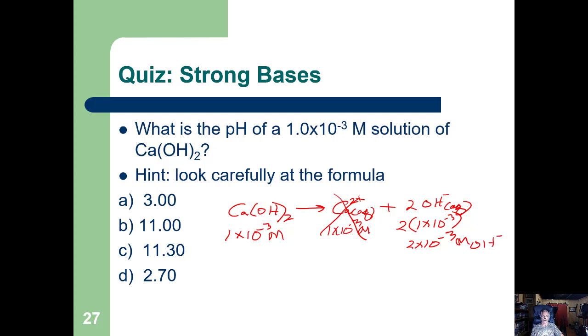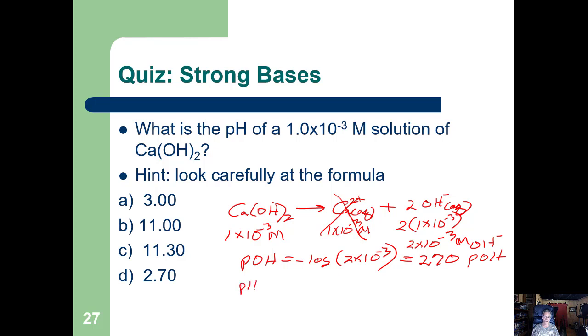So what we're going to do to get the pH is we're going to calculate the pOH, which is the negative log of 2 times 10 to the minus 3 molar. It's in hydroxide. That's going to give us the pOH. Let's go ahead and do that. And so negative log 2 EE minus 3. That gives us, I'm going to round that to 2.70. But that is my pOH.